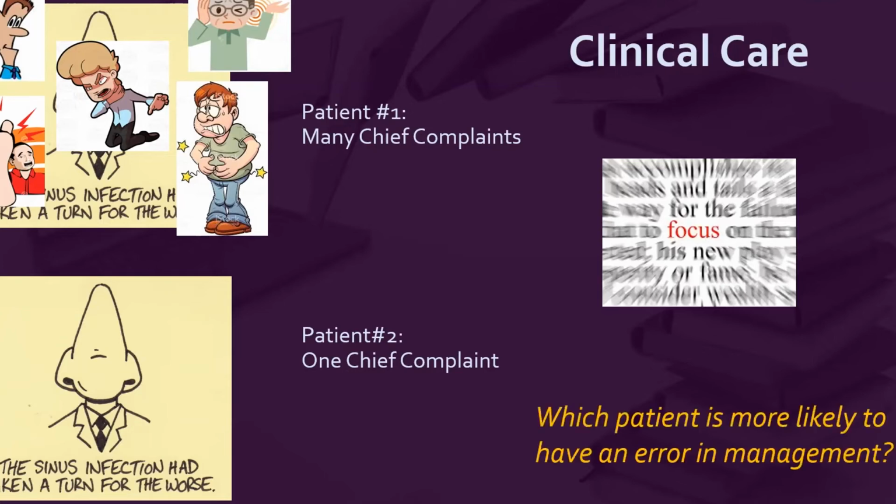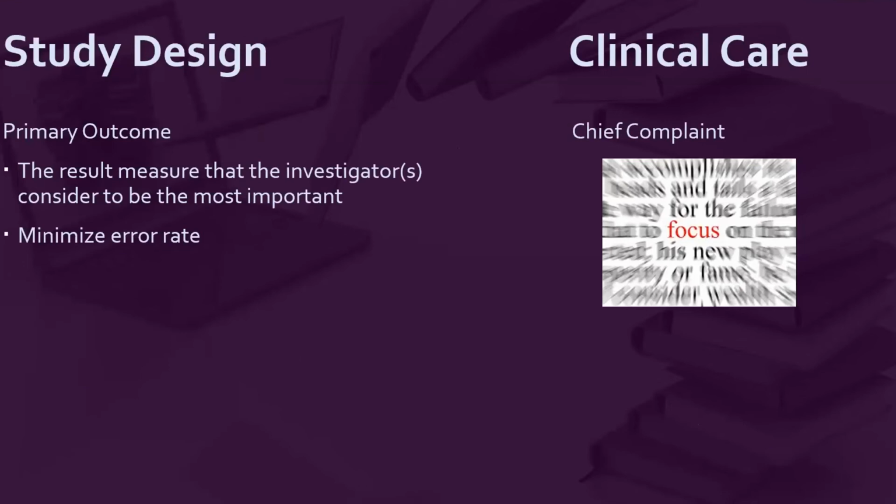So when you think about this, it's actually really important to ask this question: which patient is more likely to have an error in management? And it really is this patient who has many chief complaints. And so the key thing to think about is that it's actually very much the same for outcomes. When you're looking at your primary outcome, you clearly define it, so that's the key concept here. Define the primary outcome at the outset of the study, minimize the error rate.